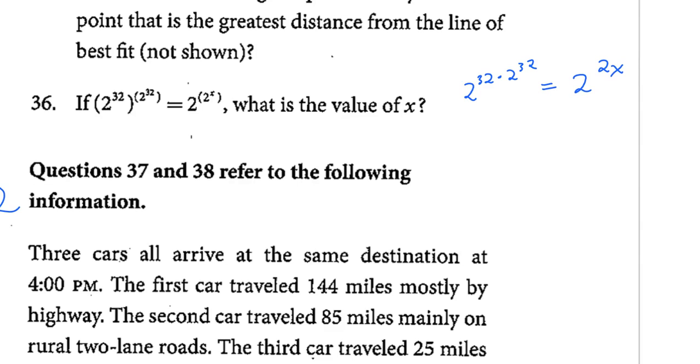Simplifying this, well, 32, that's 2 to the 5th power times 2 to the 32. Now, these have the same base, so we can combine them. So this is 2 to the 37th. So again, definitely might want to review our exponent laws here.